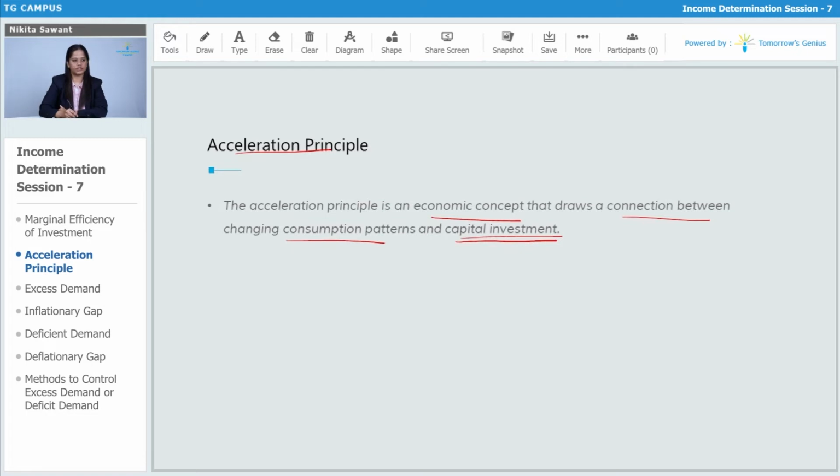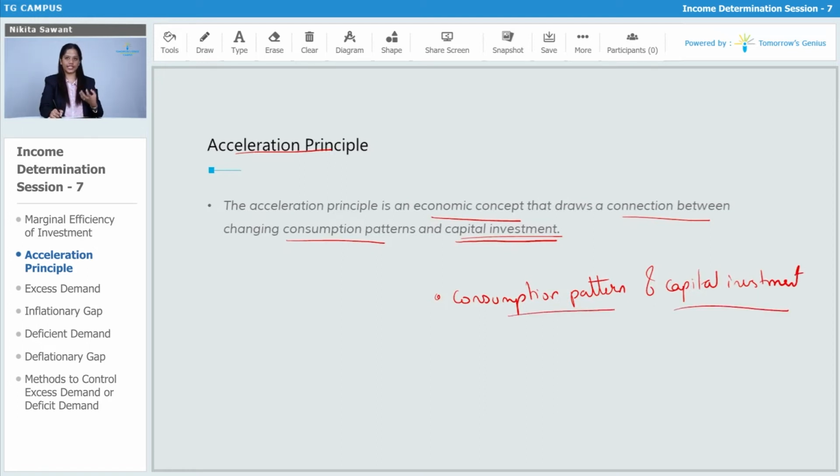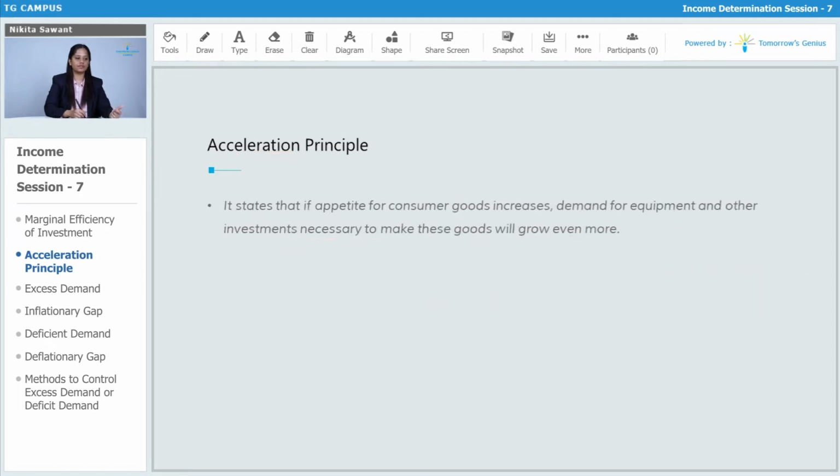So the acceleration principle is an economic concept that draws the connection between consumption pattern and capital investment. So how changes in consumption pattern accelerate the capital investment is nothing but the acceleration principle. It states that if the appetite of consumers increases, that means if consumers are demanding more, that means if demand increases, demand for equipment and other investment necessary to make these goods will grow even more.